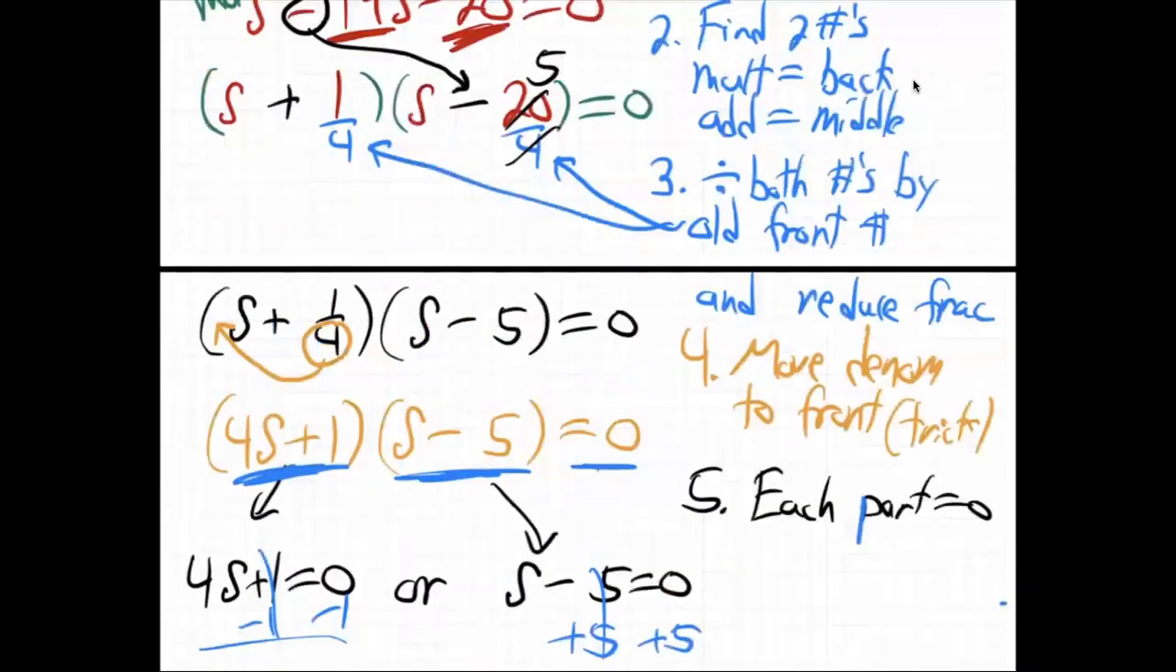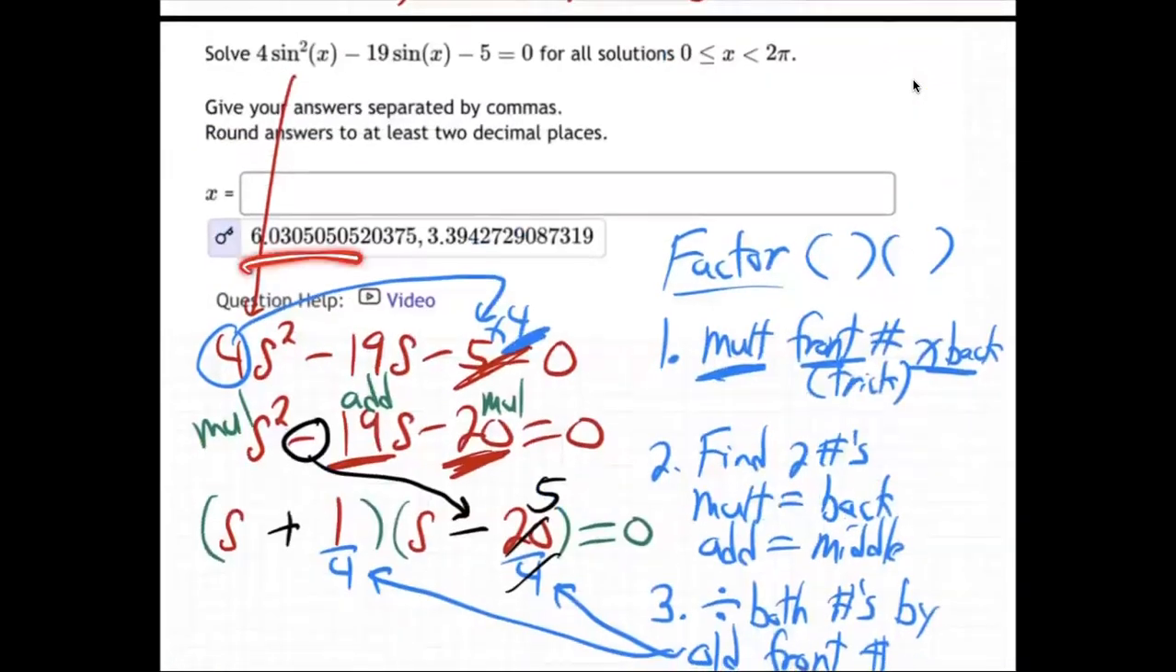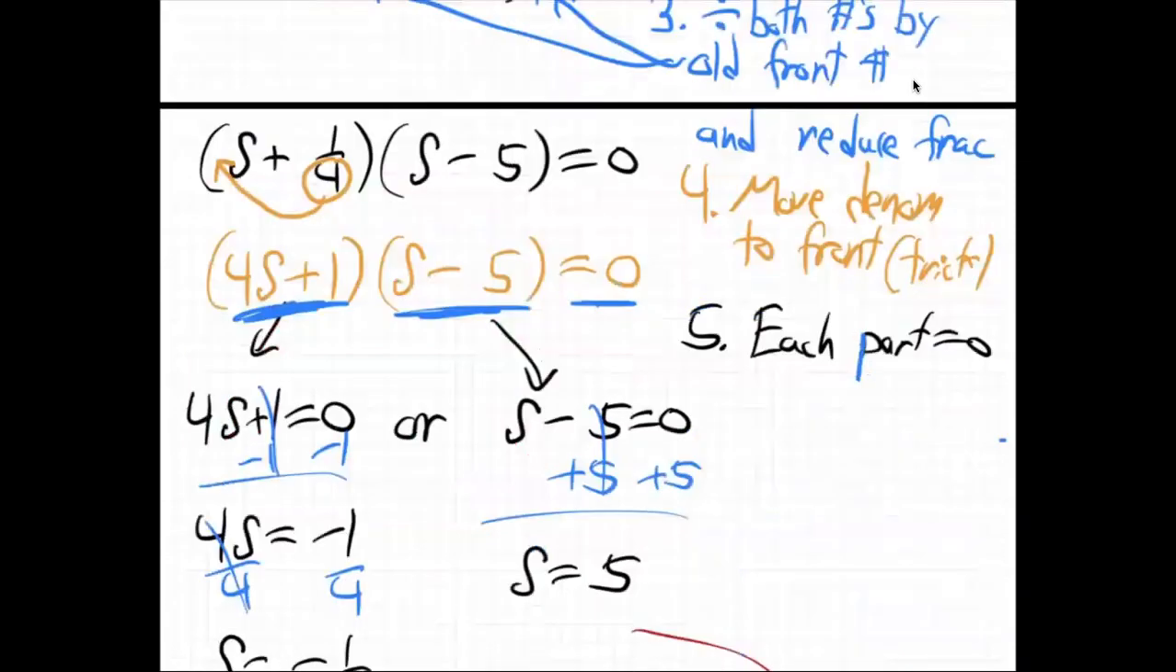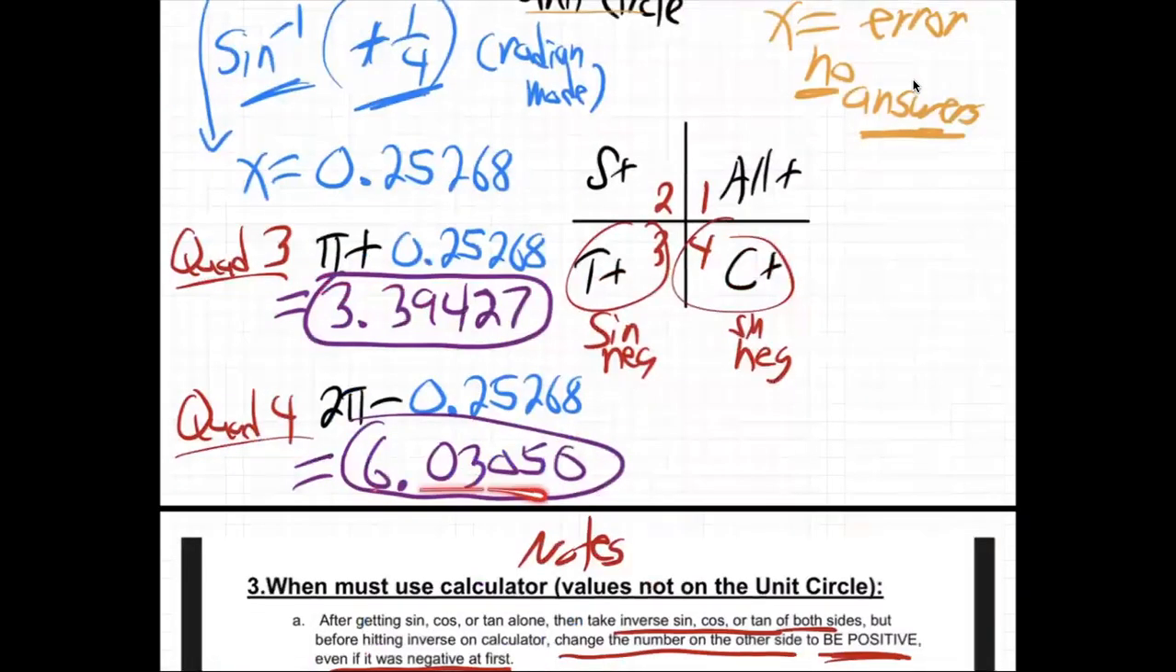Those should be our two answers. Is that what they said in the beginning? 6.03 and 3.39. Is that right? 6.03, 3.39. Yeah, there they are. We got the two answers.